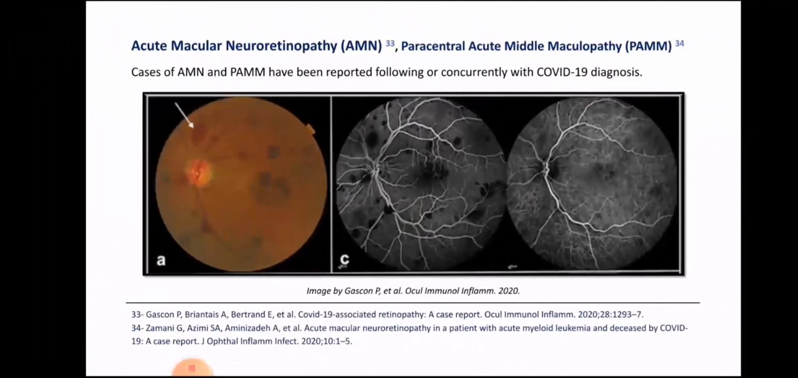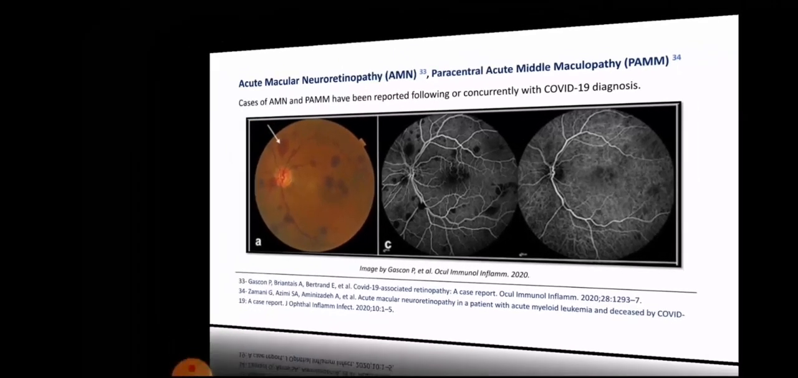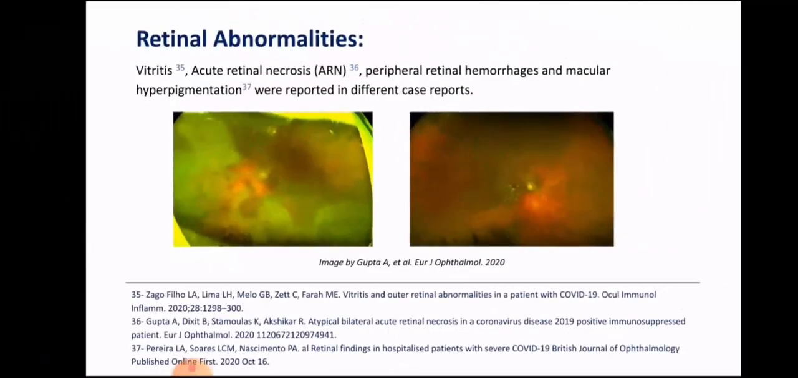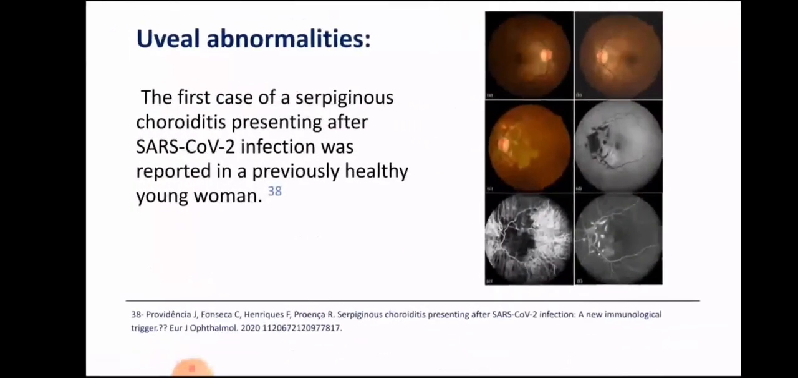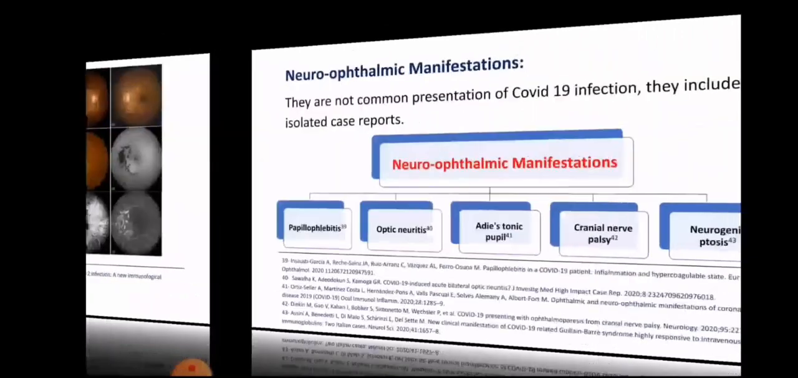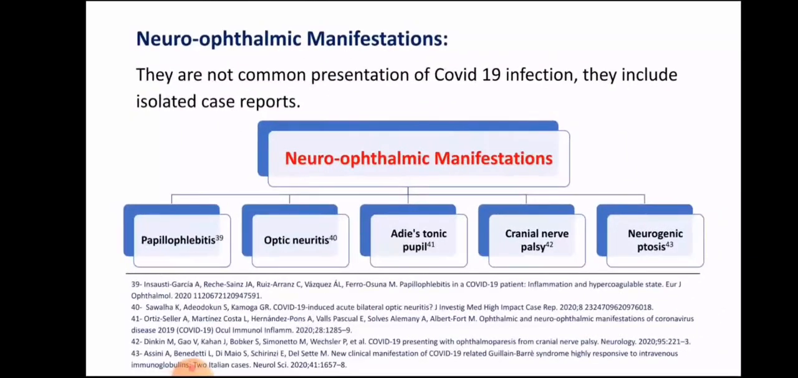Acute macular neuroretinopathy and paracentral acute middle maculopathy have also been reported in COVID-19 patients. Retinal abnormalities can include vitritis, acute retinal necrosis, peripheral retinal hemorrhage, and macular hyperpigmentation. Serpiginous choroiditis is one of the uveal abnormalities which has been reported in young, healthy women. New ophthalmic manifestation is not a common presentation in COVID-19 patients. It can include papillitis, papillophlebitis, Adie's tonic pupil, neurogenic ptosis, and cranial nerve palsies.